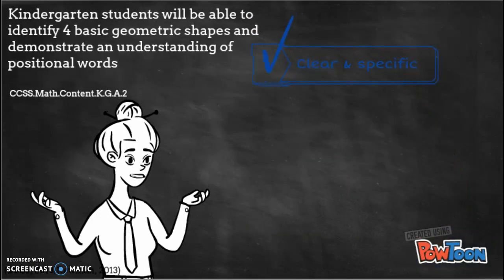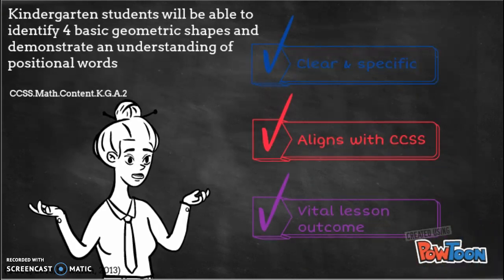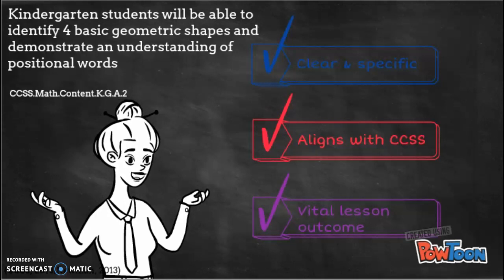This is an example of a good learning objective. It's clear, complete, and specific, aligns with the Common Core state standard, and is vital for planning an effective geometry lesson for a kindergartner.